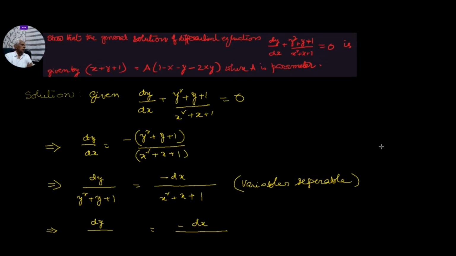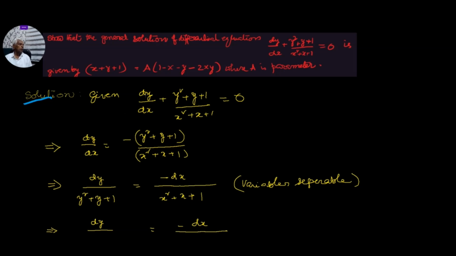Show that the general solution of this differential equation dy by dx plus (y square plus y plus 1) divided by (x square plus x plus 1) equal to 0 is given by x plus y plus 1 equal to a times (1 minus x minus y minus 2xy), where a is a parameter. Almost it's a constant, a. Let us try to prove that solution.